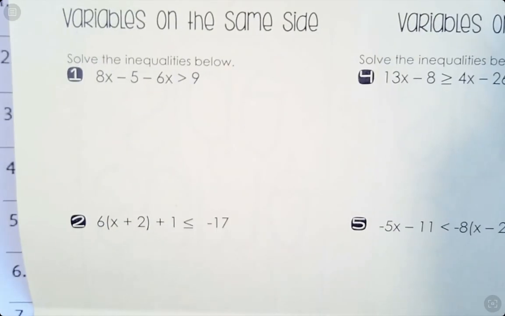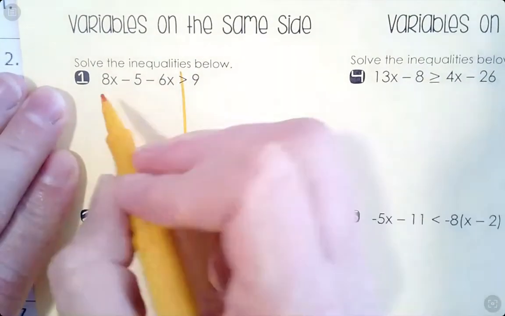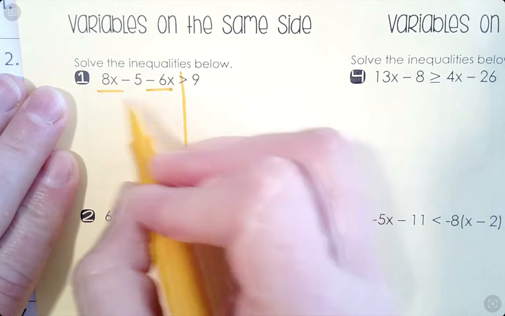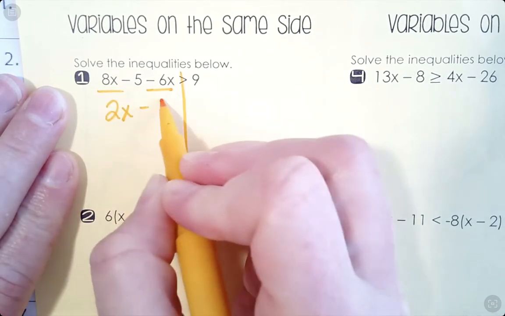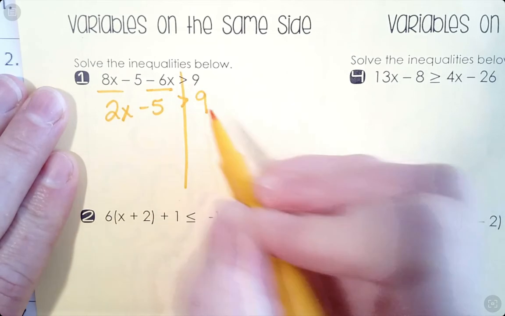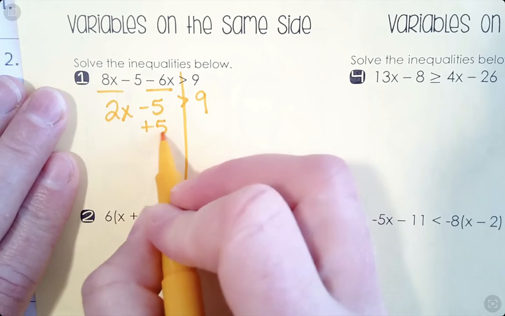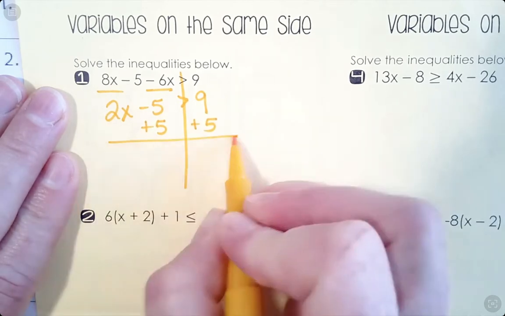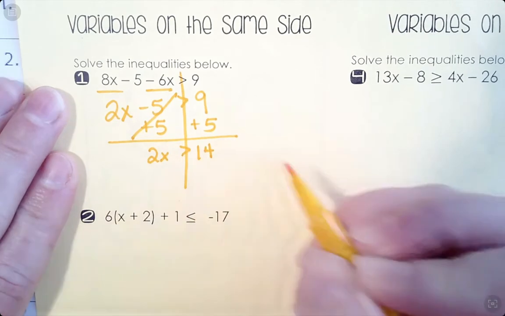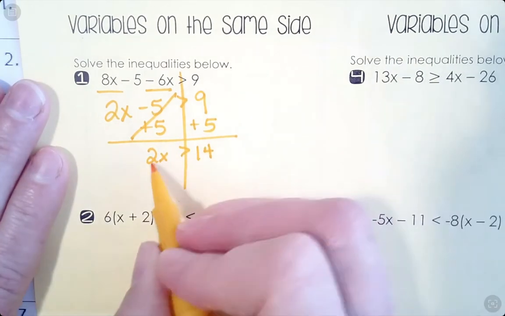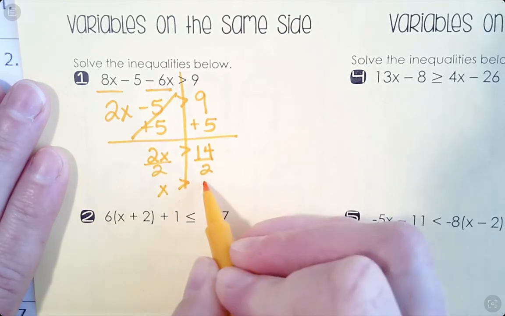So you will solve this. So we're going to combine like terms. There's no distributing here. 8x minus 6x is 2x, minus 5 is greater than 9. Then move the minus 5 to be plus 5. We have 2x is greater than 14. Then you're going to divide by 2. x is greater than 7.